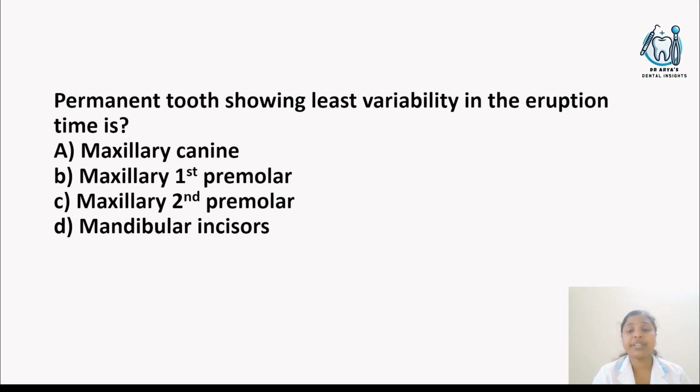Permanent tooth showing least variability in the eruption time is this: maxillary canine, first premolar, second premolar, or mandibular incisors?